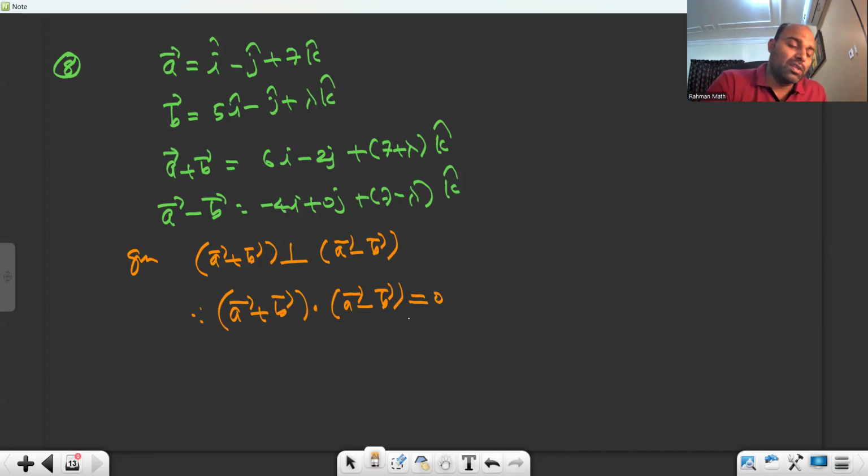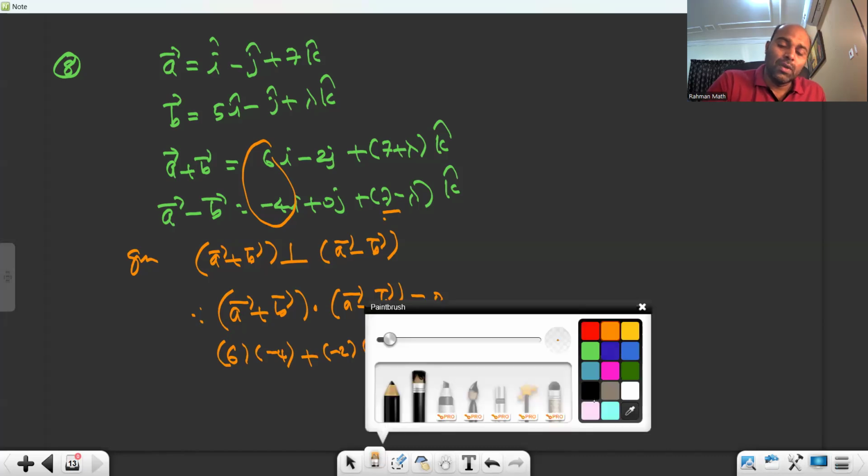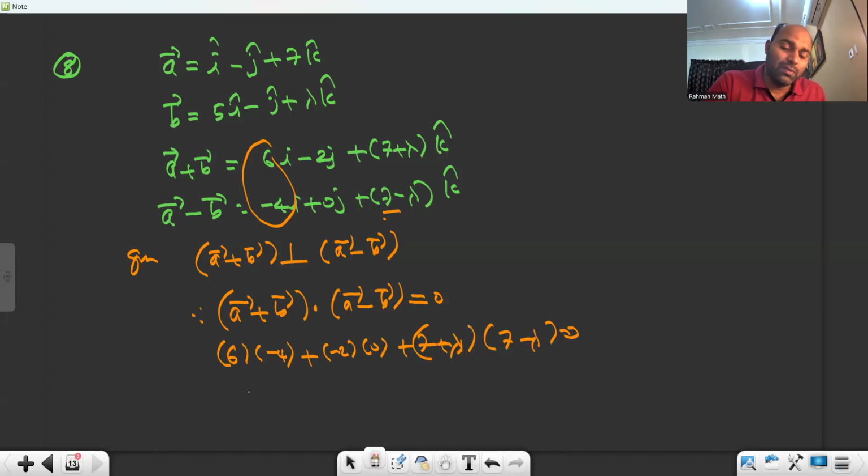So what is A plus B dot A minus B? You only have to multiply the corresponding terms: 6 times minus 4, minus 2 times 0, and 7 plus lambda times 7 minus lambda, equal to 0. Now 6 into minus 4 is minus 24, plus 0. A plus B into A minus B, you can write as 49 minus lambda square equal to 0.